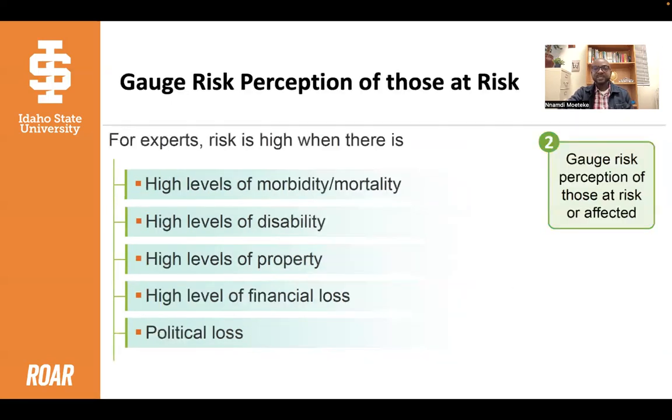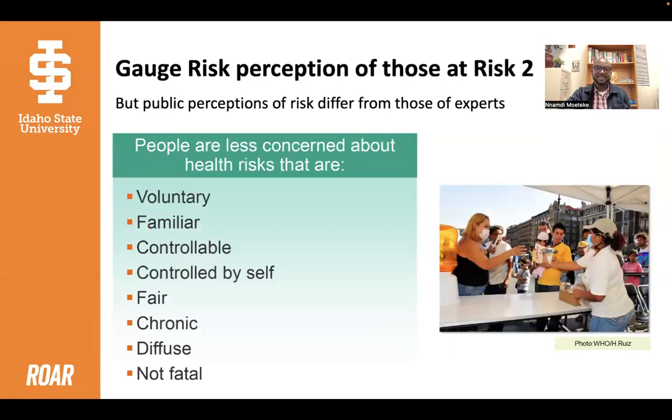Next, we'll gauge the risk perception of those who are at risk or those who are affected by the threat. For experts, healthcare professionals or public health experts, threat is assessed by the level of morbidity, mortality, disability, and losses emanating from the threat. But this is not so with the general population.